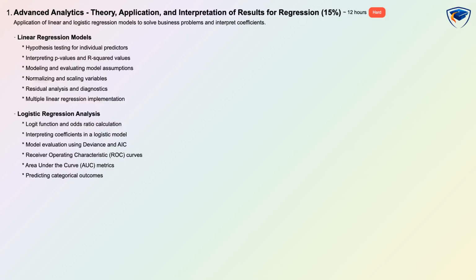You'll also learn about logit function and odds ratio calculation, interpreting coefficients in a logistic model, model evaluation using deviance and AIC, receiver operating characteristic curves, area under the curve metrics, and predicting categorical outcomes.